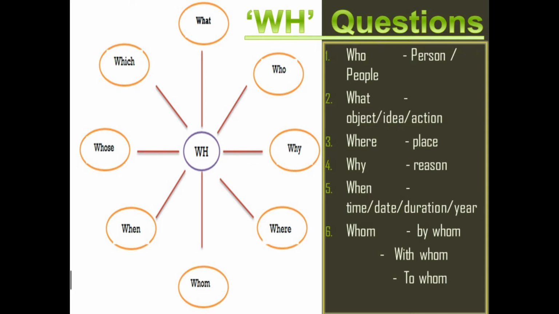The word where stands for place. Where are you going? I'm going to school. Whom? The word whom gives us three different meanings along with three different words. They are by whom, with whom, and to whom. Next word is when. When stands for time, date, time duration, and year.